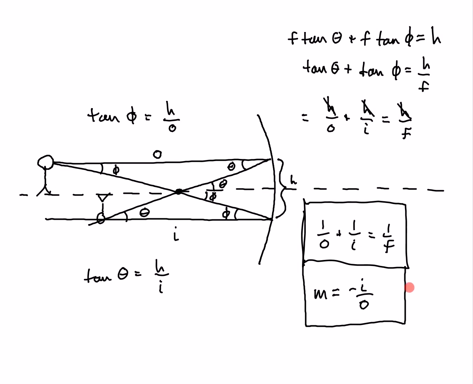So negative magnification means a flipped image, and when the magnification is positive, that means the image is right side up. Magnification larger than 1 means it's enlarged. Between 0 and 1 means the image is shrunken.